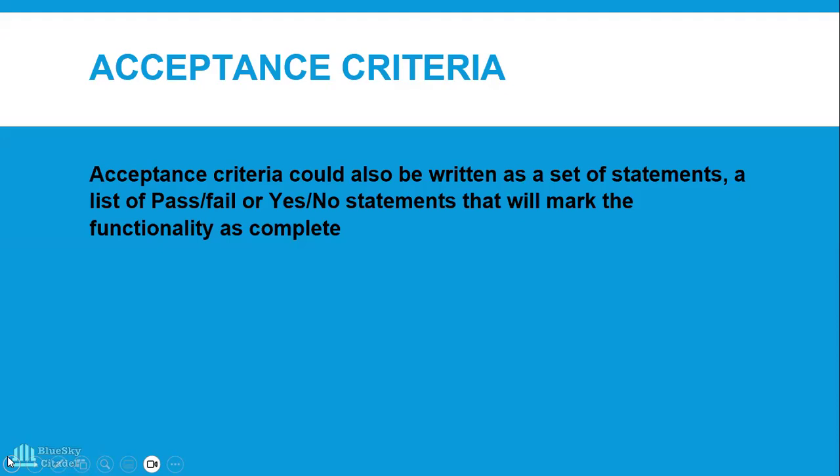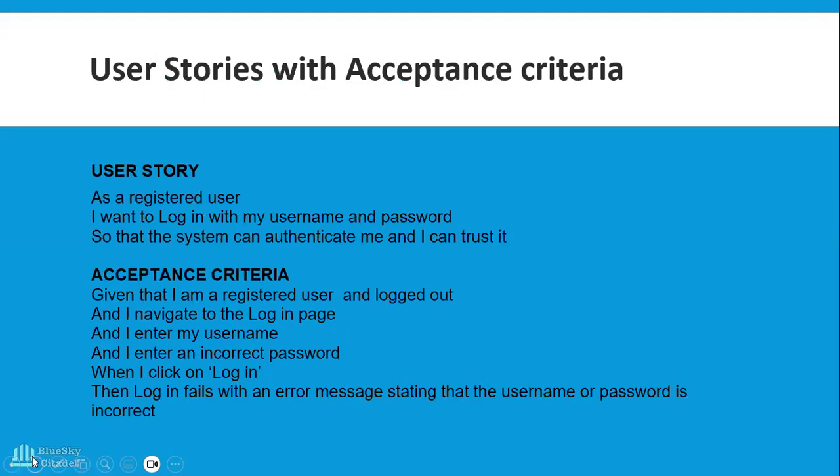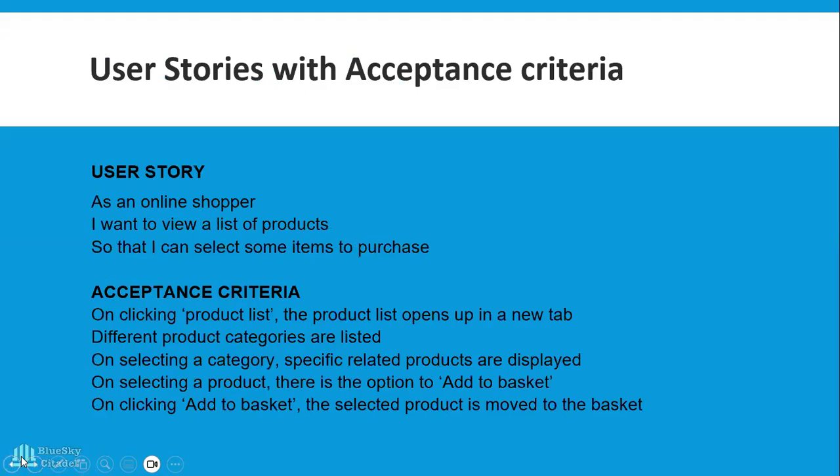Somebody is unmuted. So remember, we said here it could be written as a set of statements, right? A list of pass or fail or yes or no statements that will mark the functionality as complete. Okay, so look at that now. This example, you notice, is not showing given, when, then. I'm just showing you the different ways you can write your acceptance criteria. However, please note, you would, for the duration of your project, use the Gherkin syntax, which is the given, when, then, okay? I'm just showing us how some organizations can choose to have a set of statements.